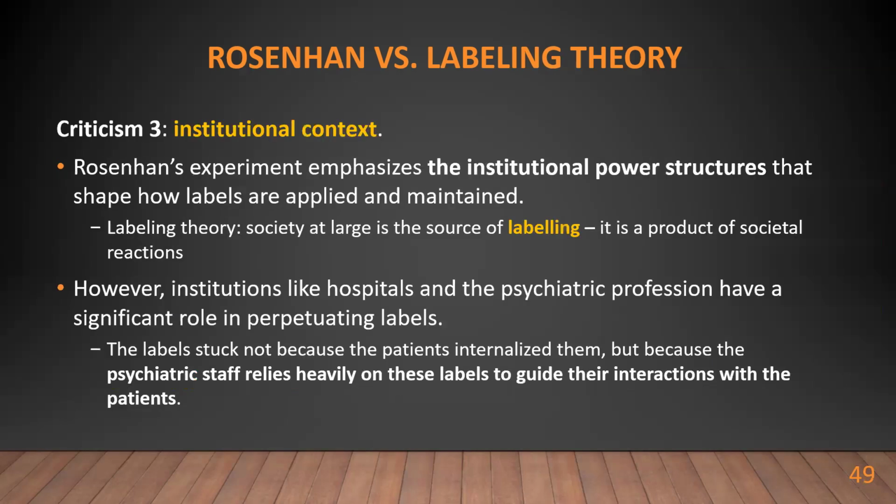So what does it say? It says that institutional context matters. Rosenhan's experiment emphasizes the institutional power structures that shape how labels are applied and maintained. Labeling theory, on the other hand, says that society at large is the source of labeling, but no. Institutions like hospitals and the psychiatric profession have a significant role in perpetuating labels. Labels stick not because the patients internalize them, but because the psychiatric staff relies heavily on these labels to guide their interactions with the patients.